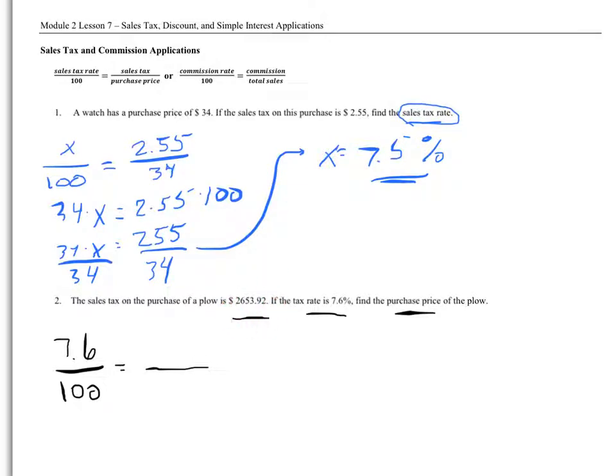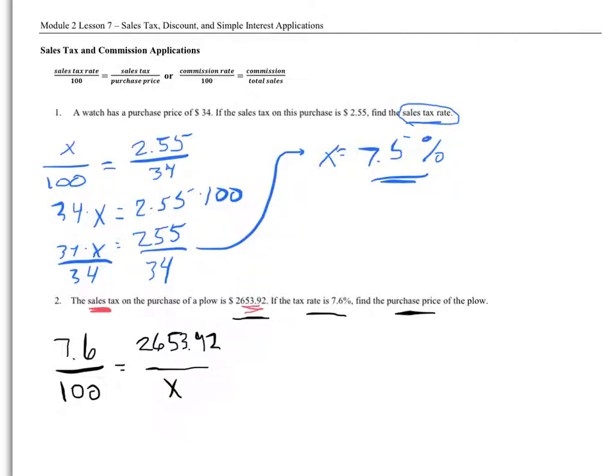They see that $2,653.92, it's a relatively large number, it must be the purchase price, right? Well, no, that's not the case, because we are told very explicitly that the sales tax on the purchase of a plow is $2,653.92. So for our equation, that sales tax amount is in the numerator of the fraction, 2653.92. And the unknown is the purchase price of the plow.